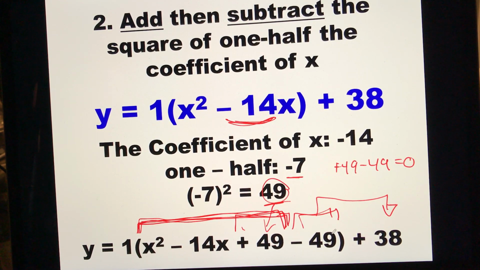It's a tricky notation thing, and it's something I have to show you. This isn't something kids figure out on their own. This is a process you have to be shown. This is called completing the square, and this helps us convert from one form to the other.